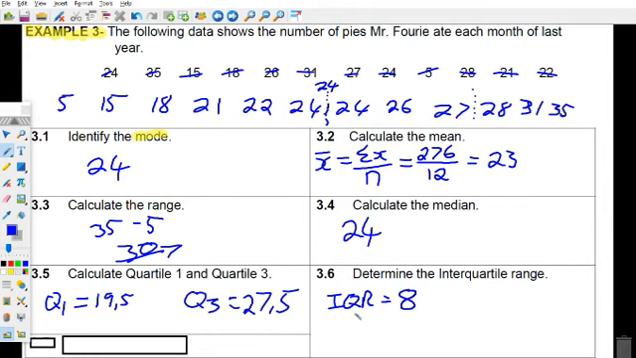This one here. Okay, the interquartile range is the same as saying, because interquartile, so inter, in between quartile range. So the range, already we know it's highest minus lowest. So we take the highest quartile, 27.5, minus the lowest quartile, quartile 1, 19.5.